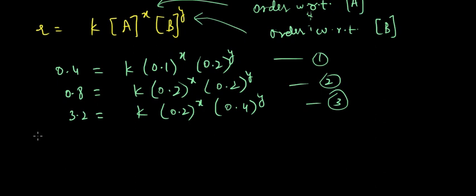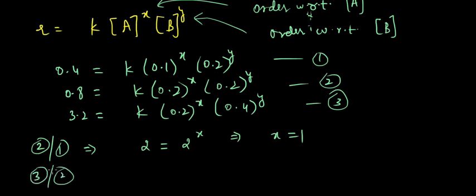So suppose we take equation 2 divided by equation 1, we would get 2 equals 2 to the power X. So this implies X would be 1. Now we take equation 3 divided by equation 2. So we would have 4 equals 2 to the power Y. So this implies Y would be equal to 2.